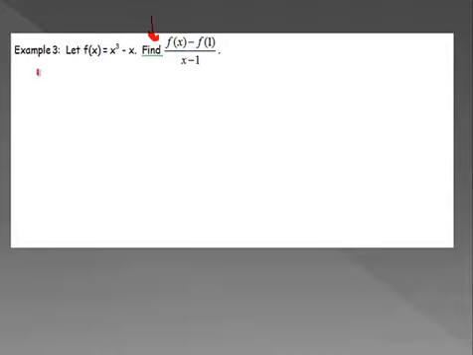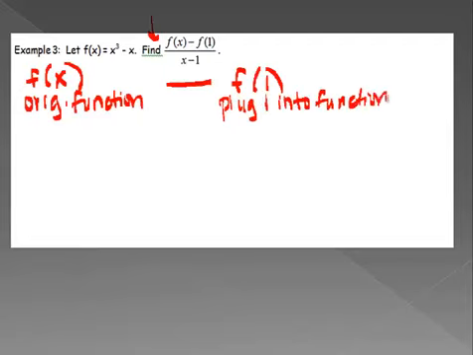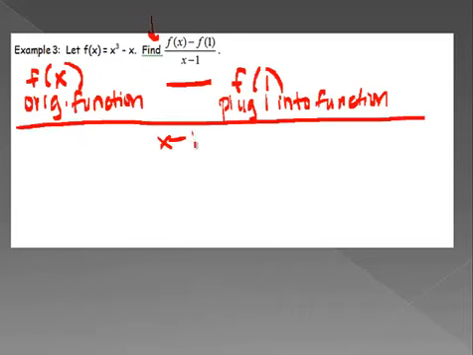So we're going to do f of x, which means the original function, minus f of 1, which means plug 1 into the function, all over x minus 1. Now again, we're not doing anything with that denominator because there's no f out in front. We're just going to leave it as x minus 1.